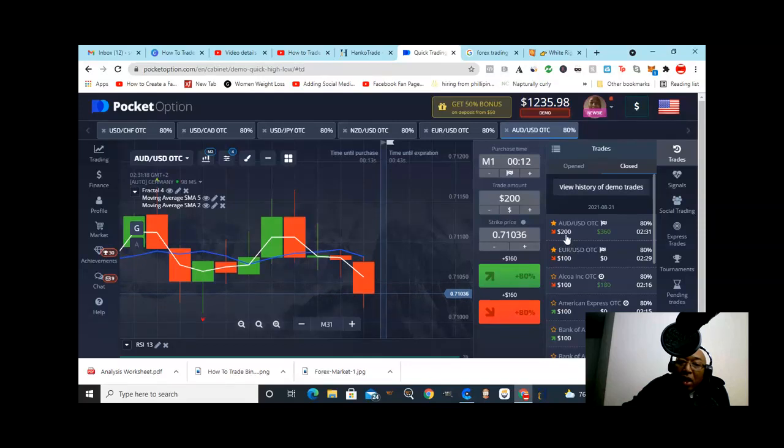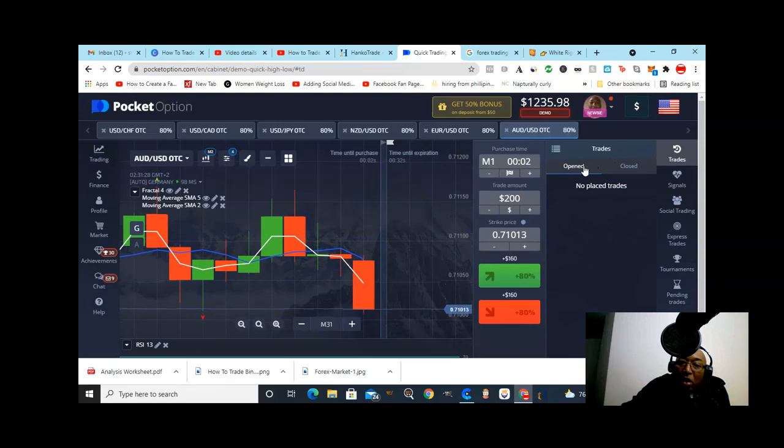And so guys, my account has grown back to 1235. I started with 1,000 and some change, so we are making a profit of 200 here. So it looks like this strategy actually works with OTC, guys.